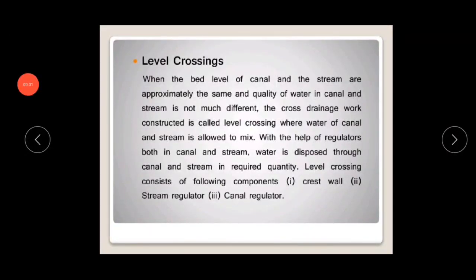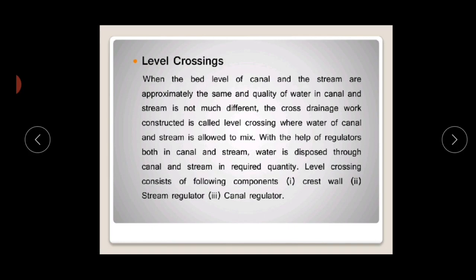Good morning, everybody. In today's session, we'll continue with the third type of CD work, that is, first level crossing, another one is inlet and outlet. Here, first, we'll see what is level crossing.